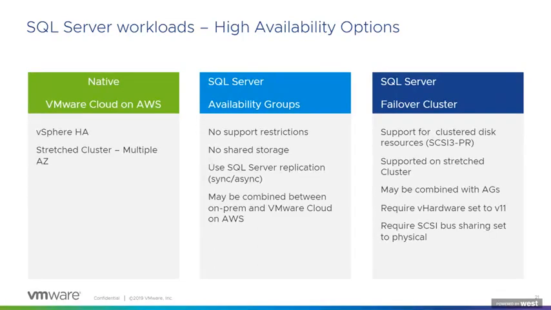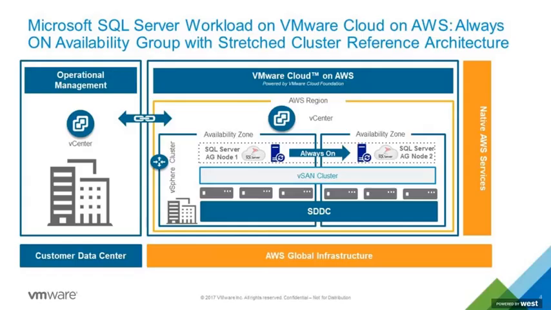We also fully support migrating from on-premises failover cluster instances with physical RDMs to VMware Cloud on AWS, where you would convert them to shared VMDK on VMware Cloud on AWS vSAN. So that means that all your SQL Server high availability options created on premises could be migrated one-to-one to VMware Cloud on AWS.